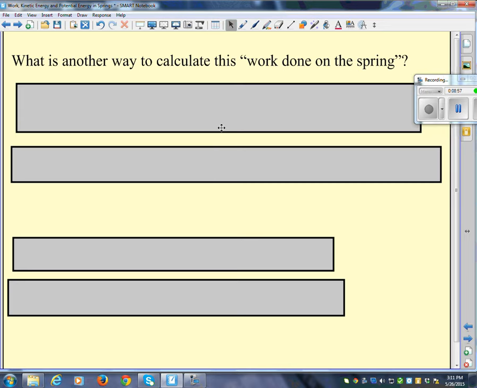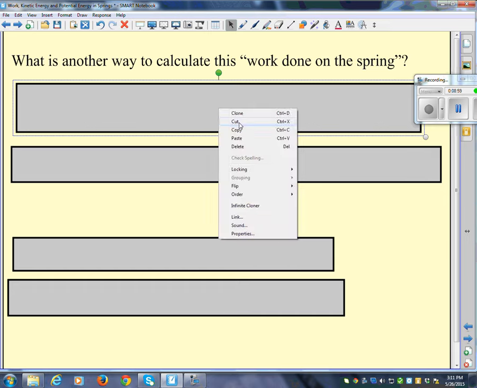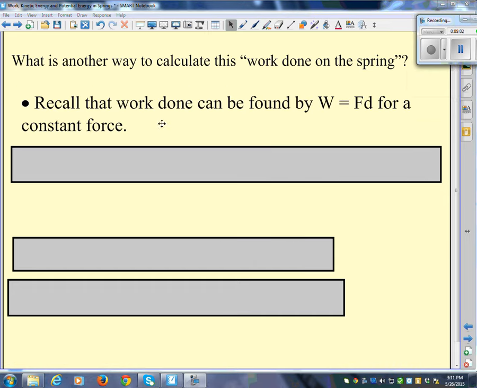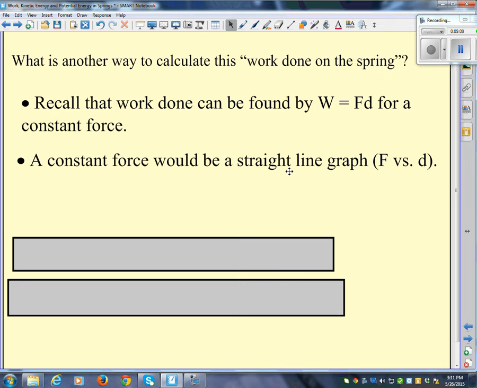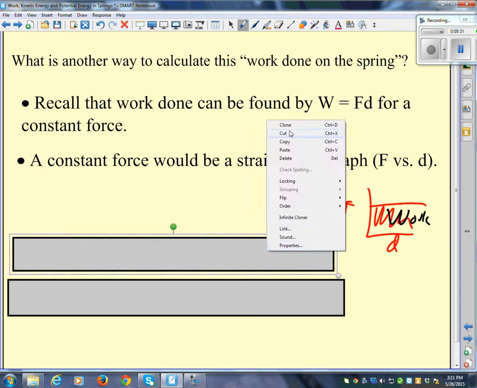Is there another way to calculate work on the spring? You guys have seen this kind of thing before. Work done is W equals Fd, if it's a constant force. This isn't a constant force though. If it was a constant force, it'd be a straight line graph, wouldn't it? What would the area under the graph be equal to? Work. Force times distance. The area under the graph would be work. But it's not a straight line.